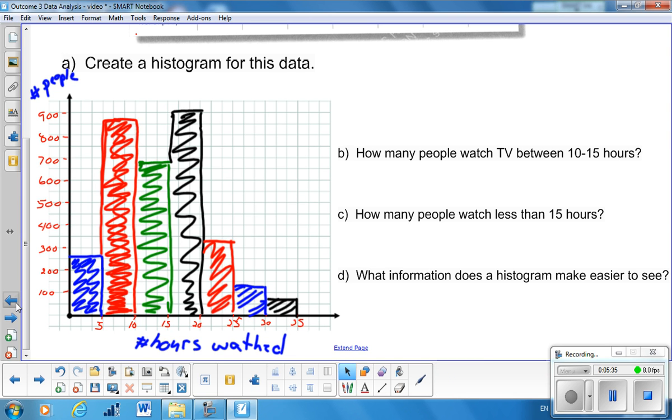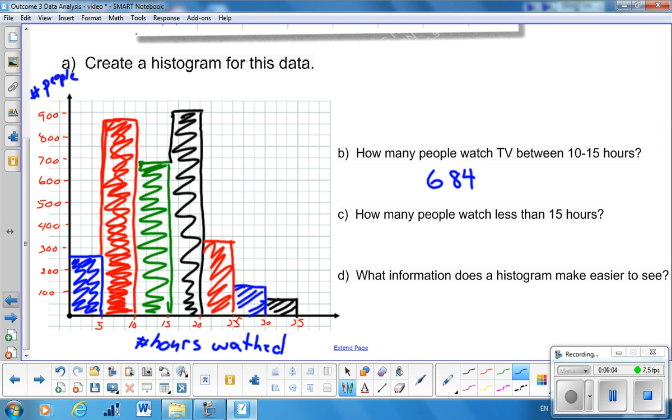Now that we have our information graphed, we can answer some questions. It says, how many people watch TV between 10 and 15 hours? Because between 10 and 15 hours is one of the intervals on our bar graph, we can find this information by looking at the table and simply reading off 684.